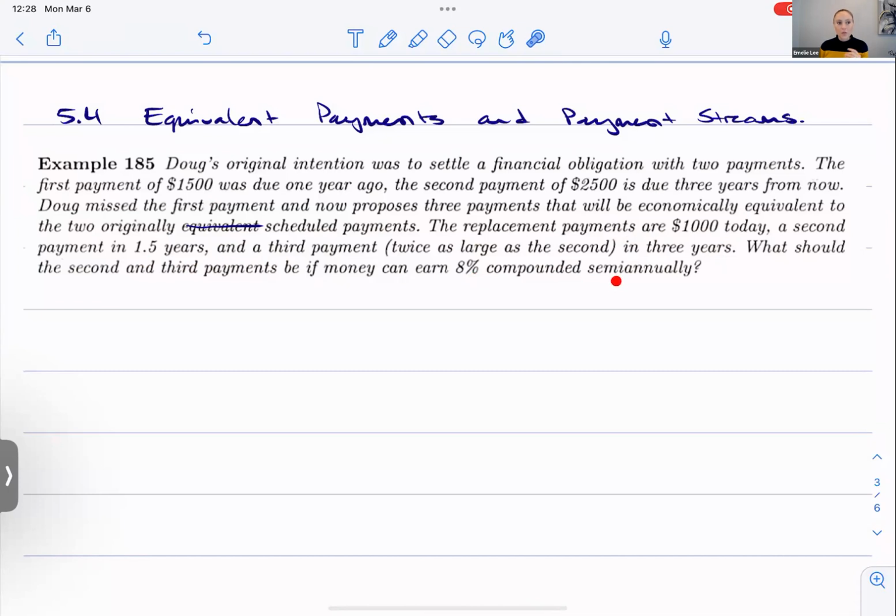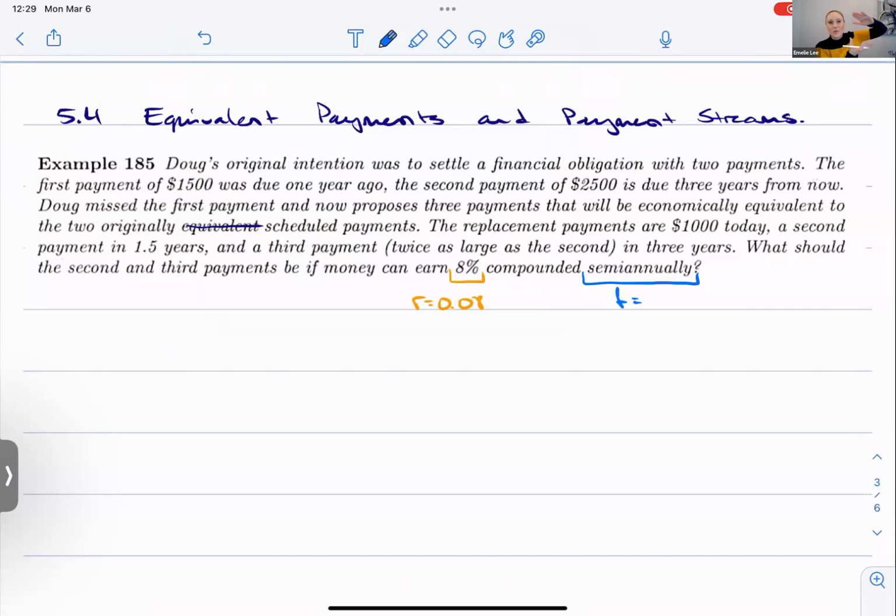So what I want to start with here is to first establish that I only have one interest rate, so I'm just going to deal with that right away. 8%, so R is 0.08. And it's compounded semi-annually. Let's use a different color here. Which means that F is 2, right? Compounding twice per year, semi-annually.